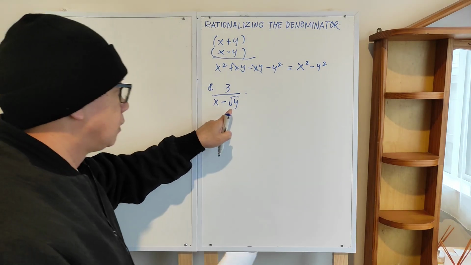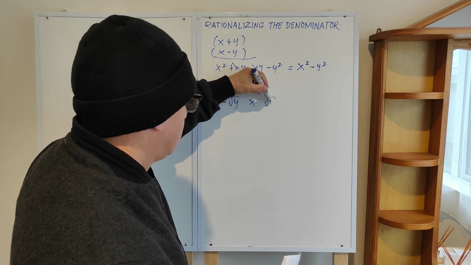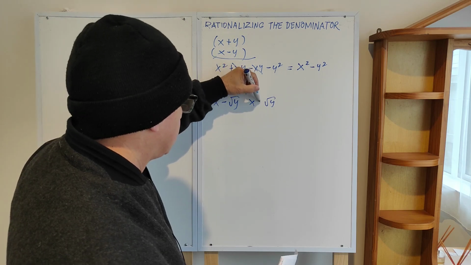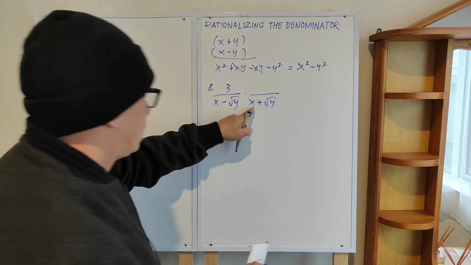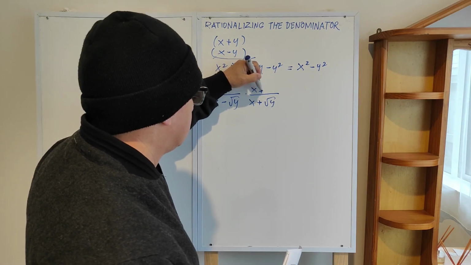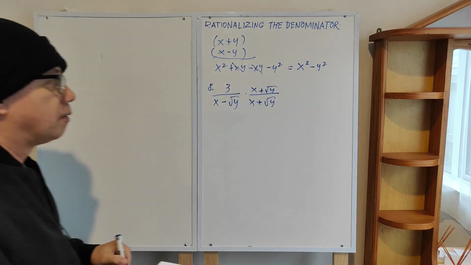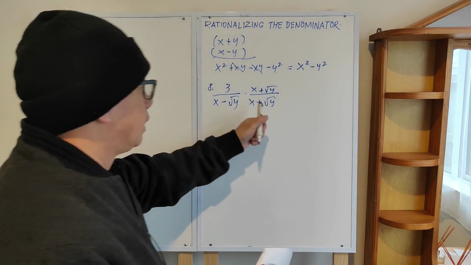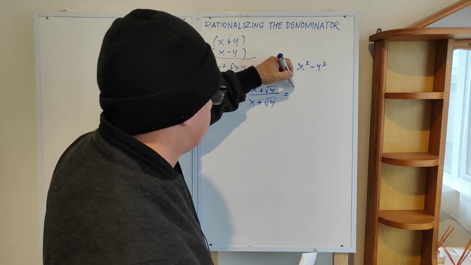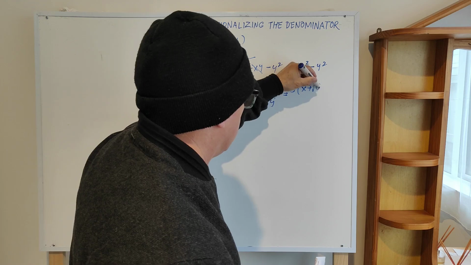So we need to multiply that with the same number, but with the opposite operation. This is subtraction, so we need to multiply it with addition. Whatever is in the denominator should also be in the numerator. So if we multiply this, we just copy. This becomes x plus square root of y.